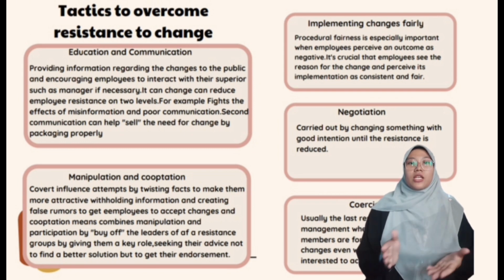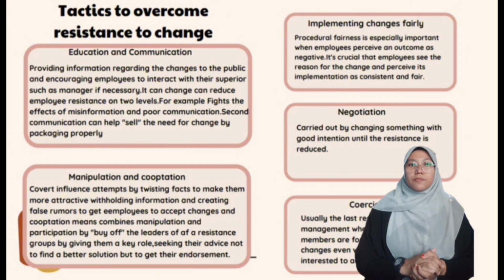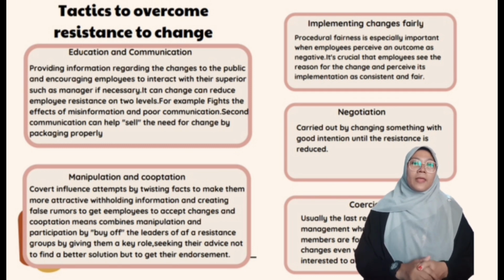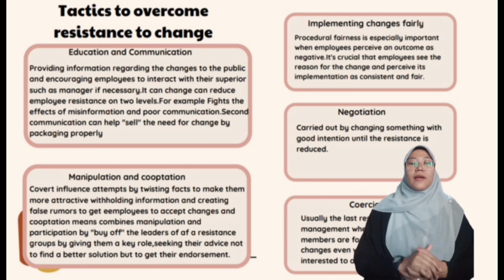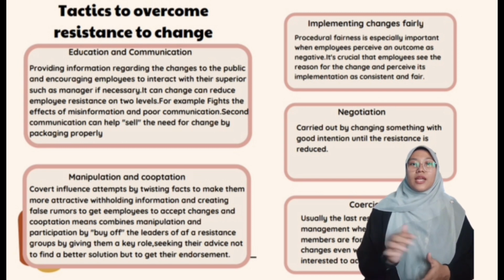Second point is manipulation and co-optation. Manipulation is covert influence attempts by twisting facts to make them more attractive, withholding information and creating false rumors to get employees to accept changes. Co-optation combines manipulation and participation, by buying off the leaders of a resistance group by giving them a key role, seeking their advice not to find a better solution but to get their endorsement.